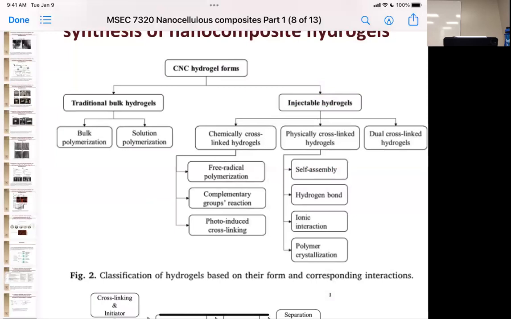But you can also do it with self-assembly, hydrogen bonding, ion interactions, crystallization. But the cool one is photo-induced cross-linking. Basically, inject it, get a UVC light on it, and done. And then you have a slow drug release injectable material.